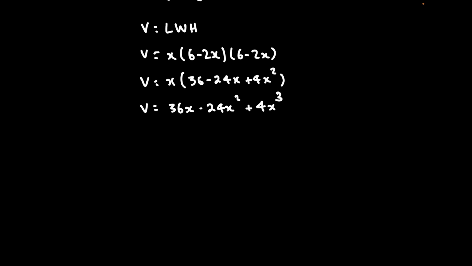Now we can differentiate and solve to work out any stationary points. dV on dx is going to simply equal 36 minus 48x plus 12x squared.